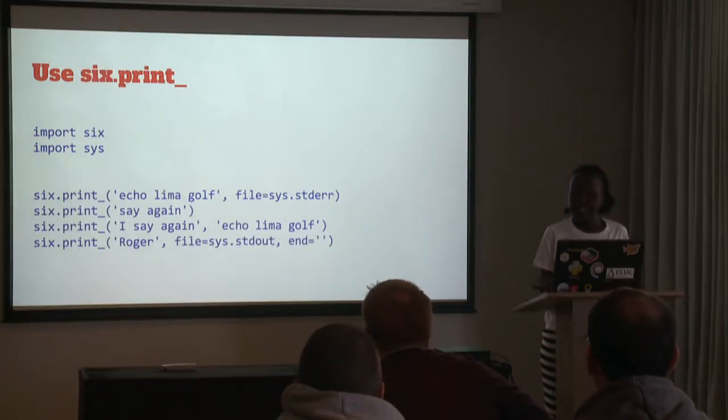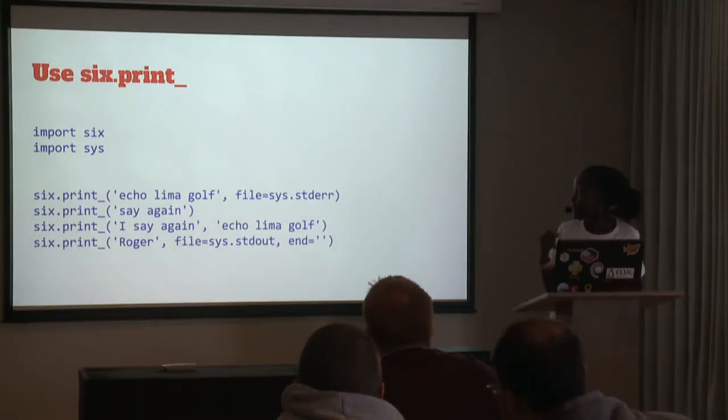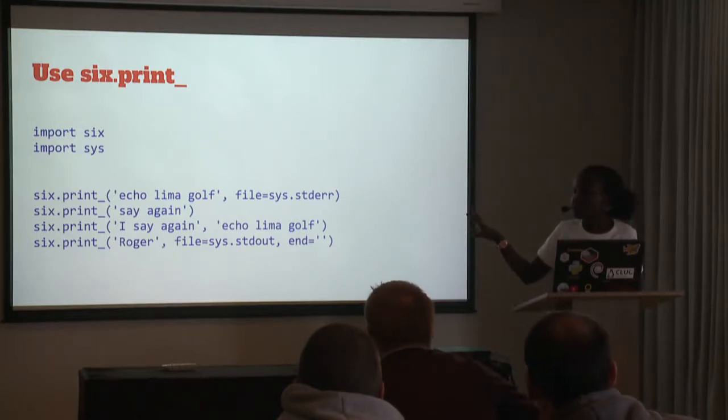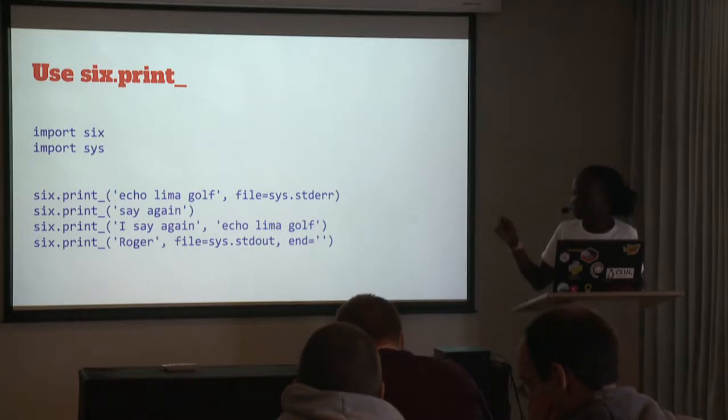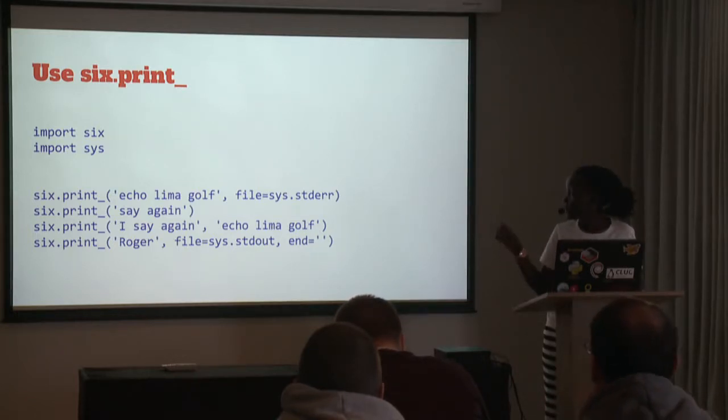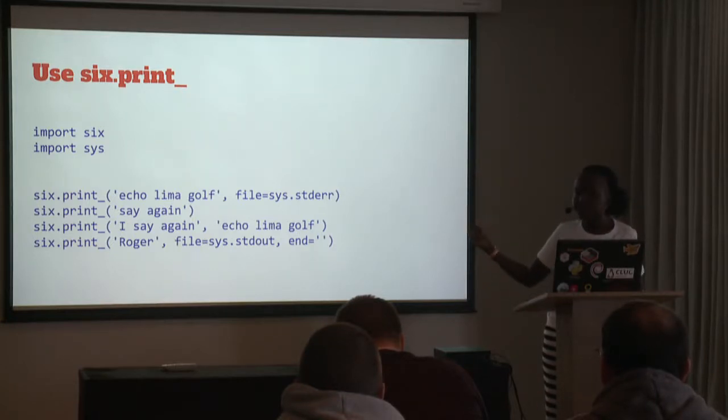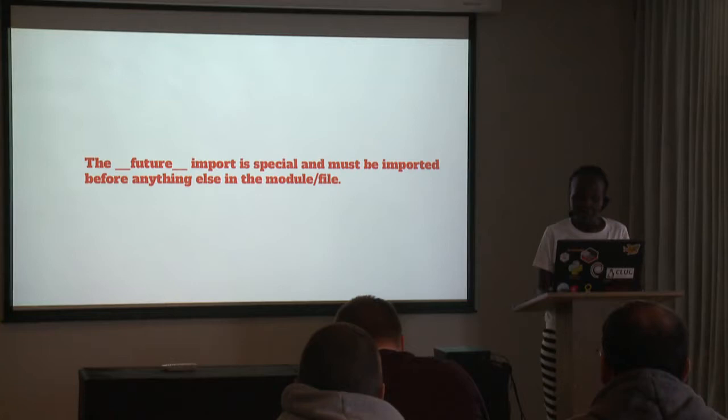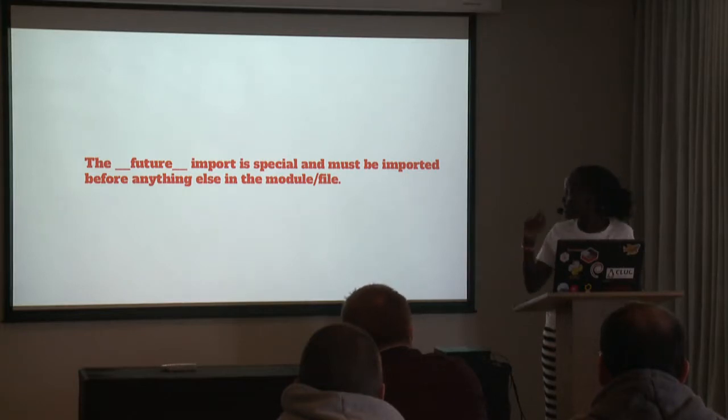Six also has a method wrapper. So you could import six and call its print underscore method with whatever you want to print in parentheses. If you have existing legacy Python 2 code, probably that's what you need to do for all your print statements. The unique thing about the future import, which is a built-in, not the future package, is that it should be the first thing in your file, so it should not be imported after anything else in your Python module.